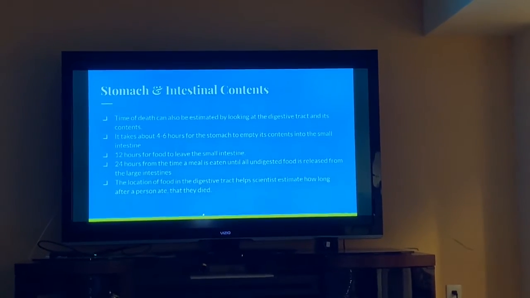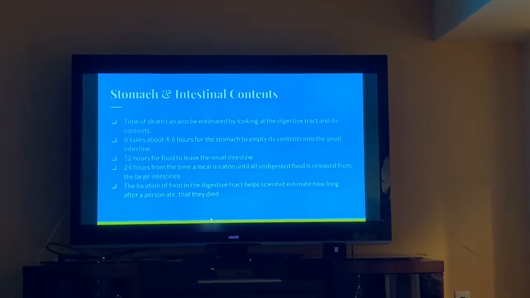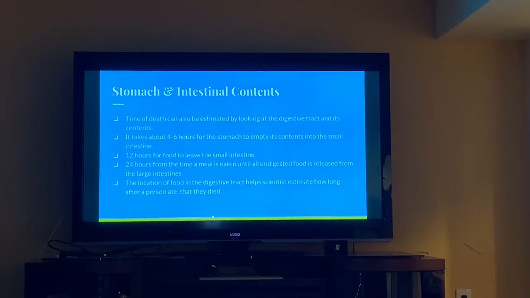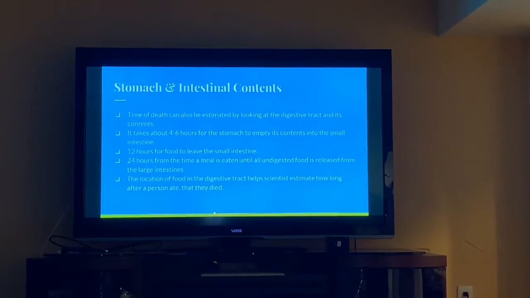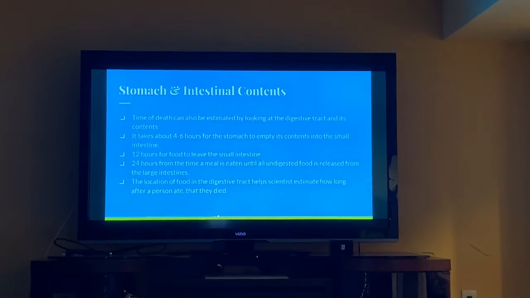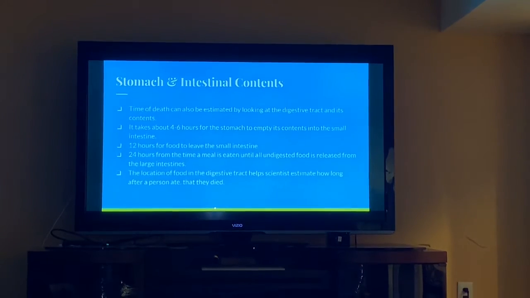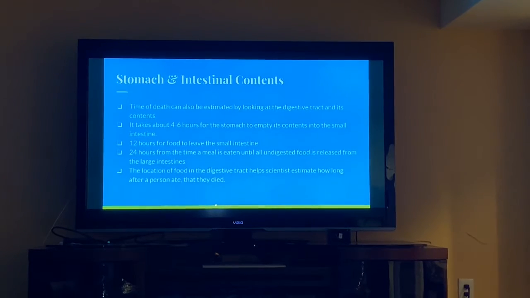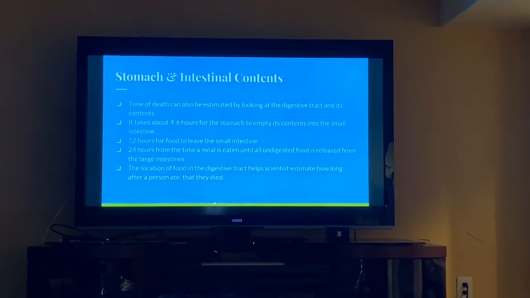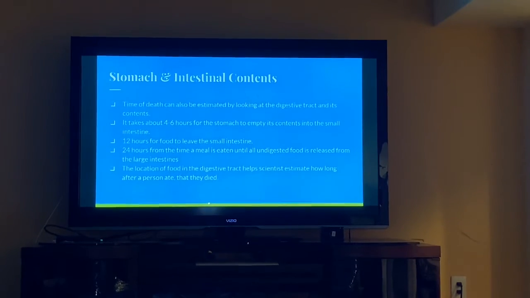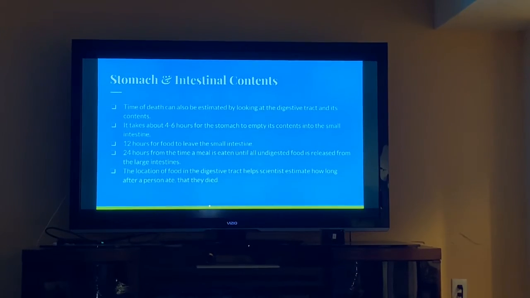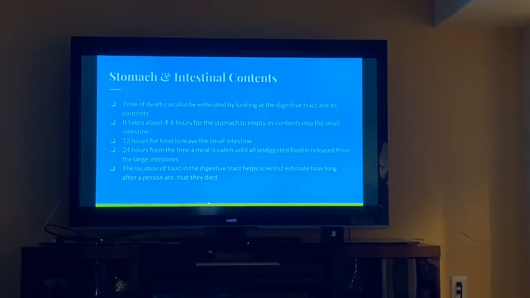Next, we have the stomach and intestinal contents. The time of death can also be estimated by looking at the digestive tract and its contents. It takes about 4 to 6 hours for the stomach to empty its contents into the small intestine. It takes 12 hours for food to leave the small intestine. It also takes 24 hours from the time a meal is eaten until all undigested food is released from the large intestines. The location of food in the digestive tract helps scientists estimate how long after a person ate that they died.